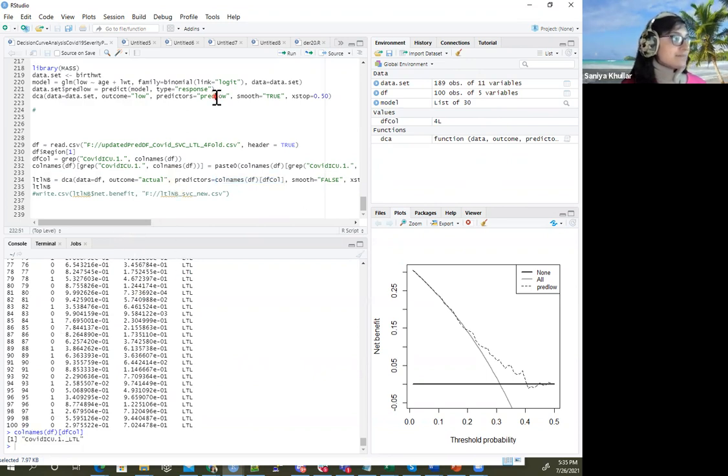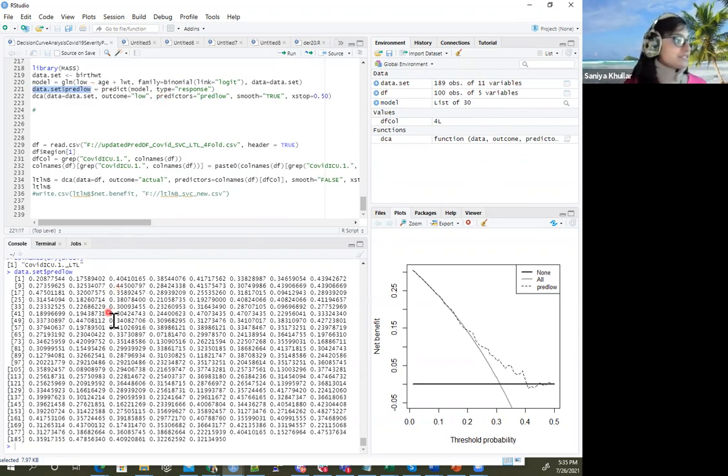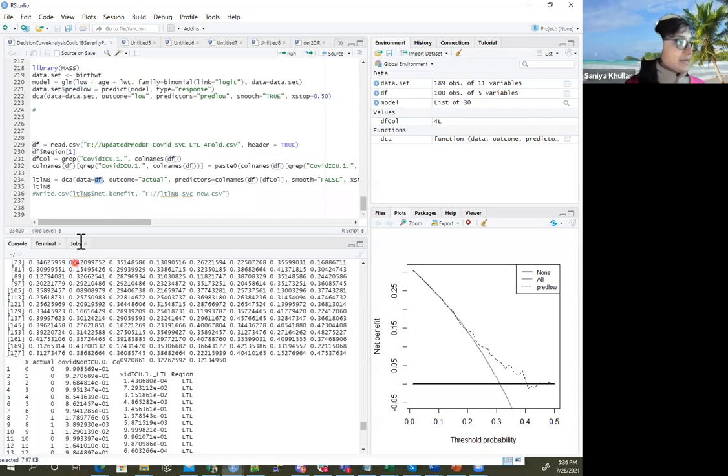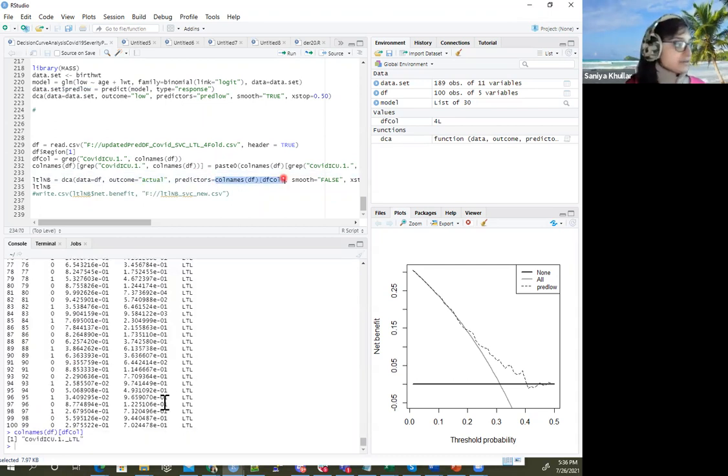Just like in the previous example, where in the data set, pred low was the predictions that were made from the predictive model above. This pred low was used here, and the outcome was low, since it was trying to predict low in terms of age and LWT. Similarly, I am trying to predict the actual column for my data frame, that's what goes here. And the predictor I will use is this column, COVID ICU 1 LTL.